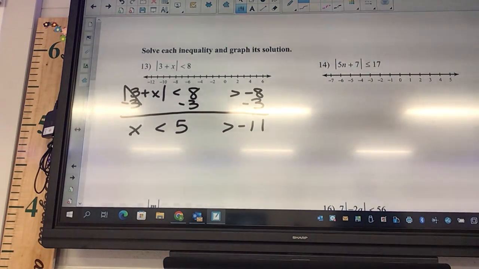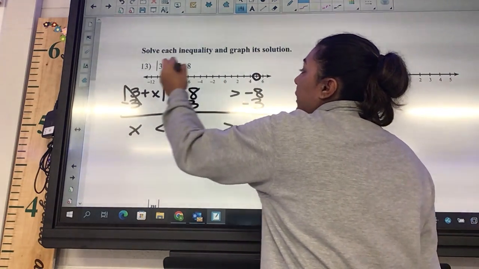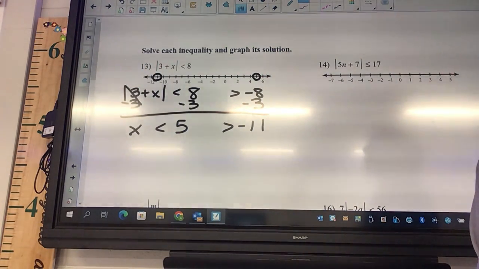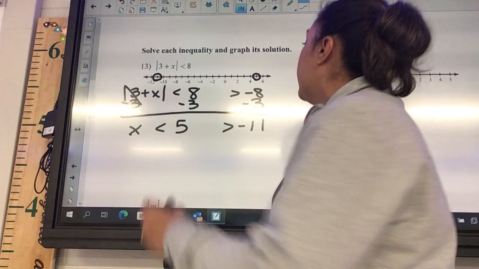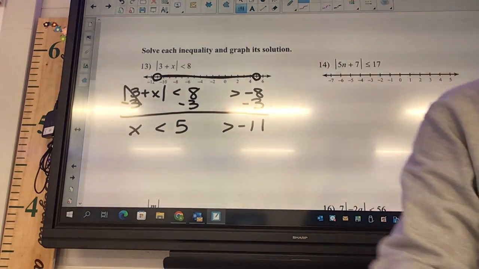Okay, are those going to be open or closed? They're both going to be open. So we got 5 and negative 11. And then are they going to be pointing in or out? Okay, this says x is smaller than, so this one's pointing in, and if one's pointing in, the other one's going to be pointing in. Okay?